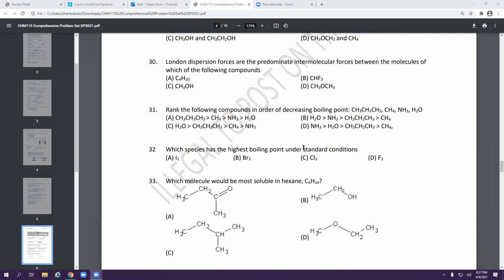Would they really put 33 on there? No. Yeah, it's the same. They won't.